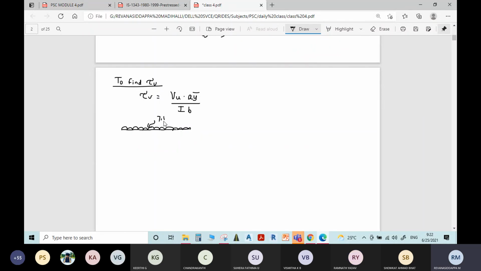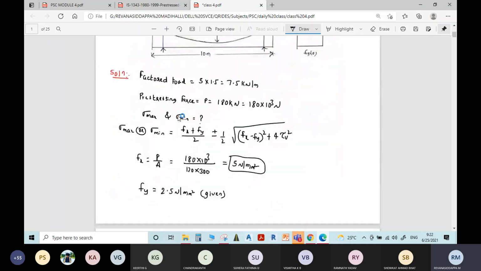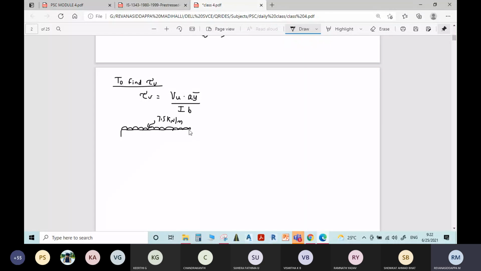The intensity of load is 7.5 kilonewton per meter. What is the length of the beam? Length of the beam is 10 meter. Therefore, reaction will be WL by 2, which is 7.5 into 10 divided by 2. How much will you get? Yes, 37.5 kilonewton, which is in upward direction. Reaction, or 37.5 into 10 power 3 newton.